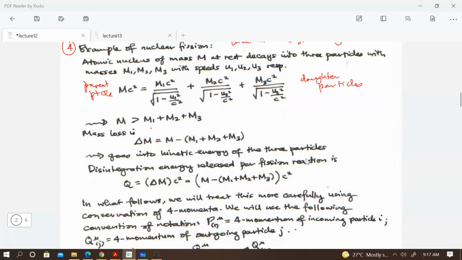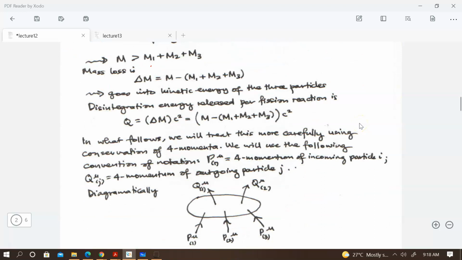Okay. So there is a mass loss going from parent particle to the daughter particles given by this quantity. Remember that mass is equivalent to energy, so the mass loss will have to be converted into something. In this case, it will convert into the kinetic energy of the three particles. So in terms of a calculation, you can find out your disintegration energy for each fission reaction. So all of this can be calculated.